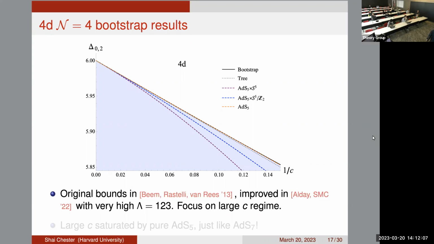In what sense is it wrong? It's allowed, right? I'm not saying it's wrong. I'm just saying that it's pushing it away from the numerical bootstrap. So it's pushing it away from the bound. It's not saturating the bound. Yeah.